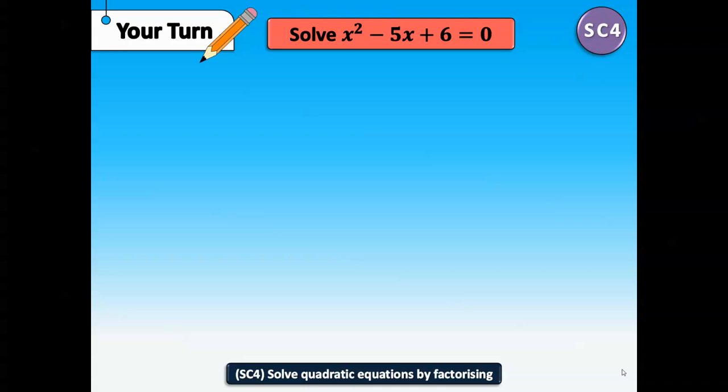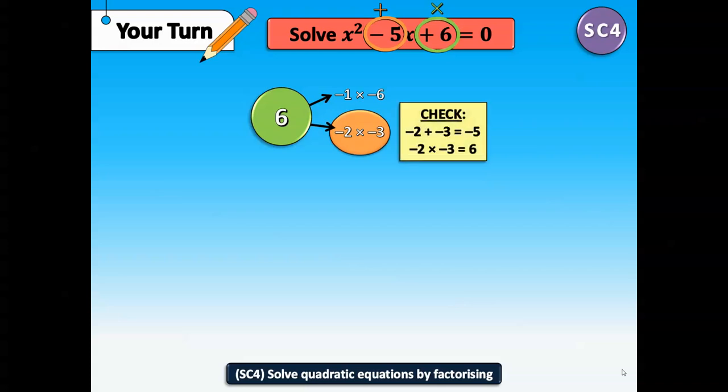So for this question, to be able to solve it, we need to factorise it into 2 brackets first. That means thinking of 2 numbers that times together to make positive 6, but adding together to make minus 5. So we know both numbers need to be negative, and the 2 numbers that will add together to make minus 5 are minus 2 and minus 3. So our double bracket is x minus 2, x minus 3.